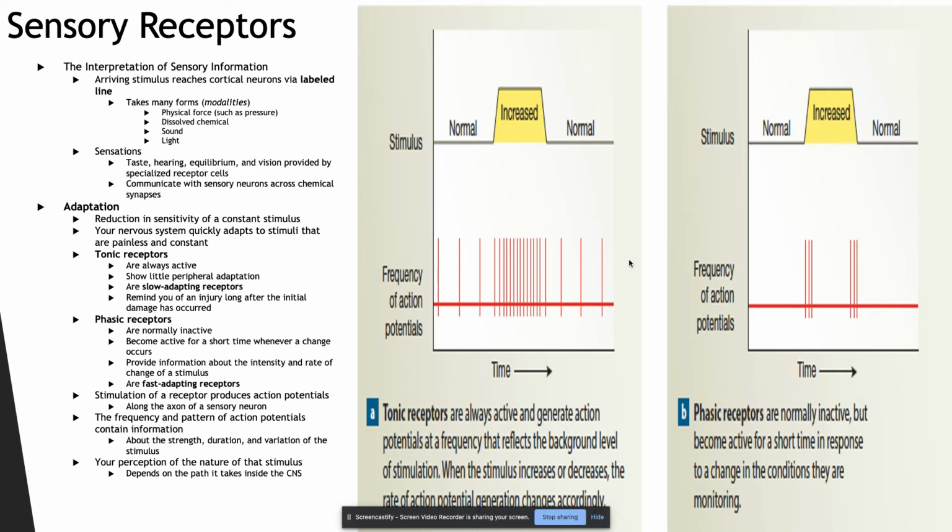Receptors can be categorized by the nature of their response to the stimulus. Some sensory neurons, called tonic receptors, are always active. Other receptors, called phasic receptors, are usually not active. Phasic receptors provide information about the intensity and rate of change of a stimulus, and receptors that combine phasic and tonic coding can convey extremely complicated sensory information.